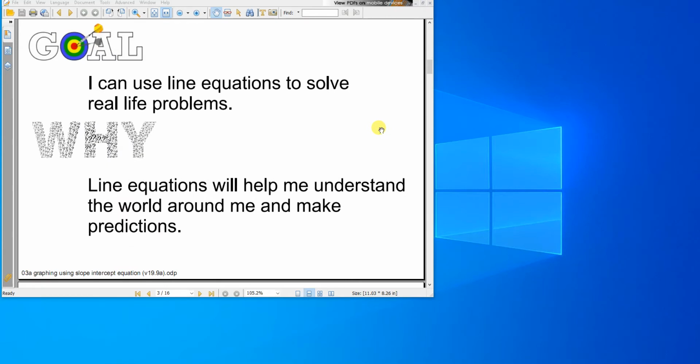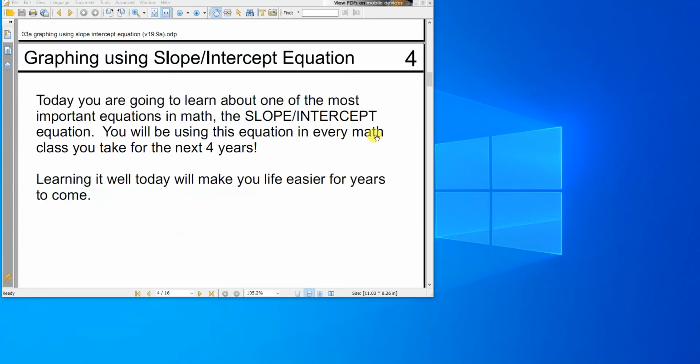Our goal: I can use line equations to solve real-life problems. Why? Line equations will help me understand the world around me and make predictions. Today you're going to learn one of the most important equations in math, called the slope-intercept equation. You will be using this equation in every math class you take for the next 4 years. Learning it well today will make your life easier for years to come.